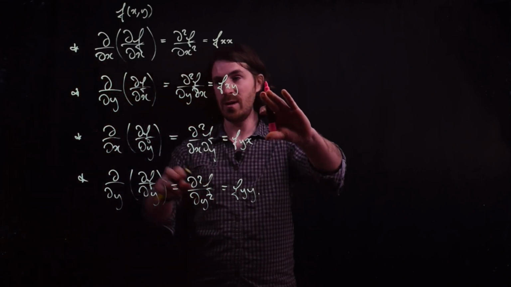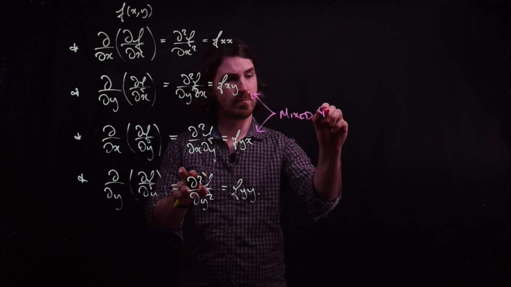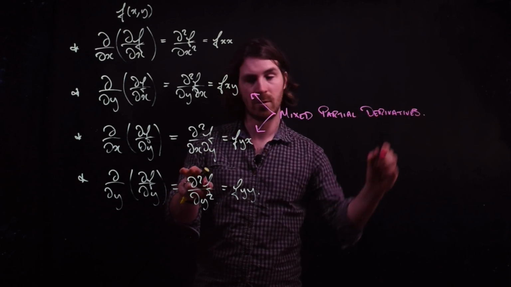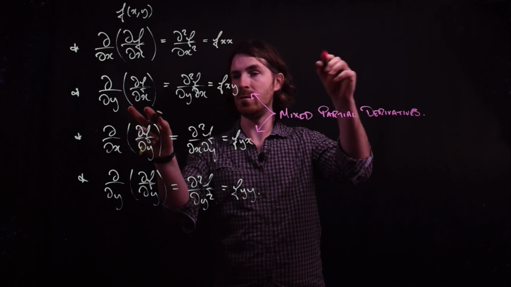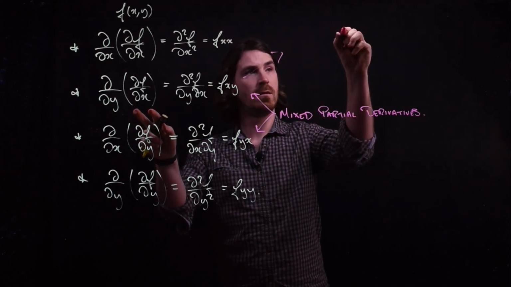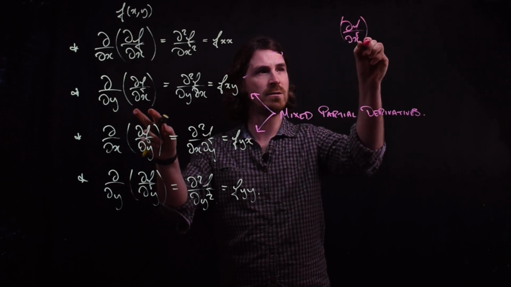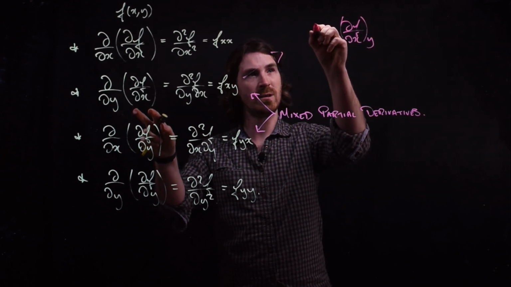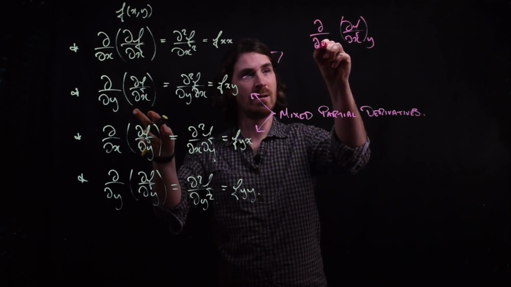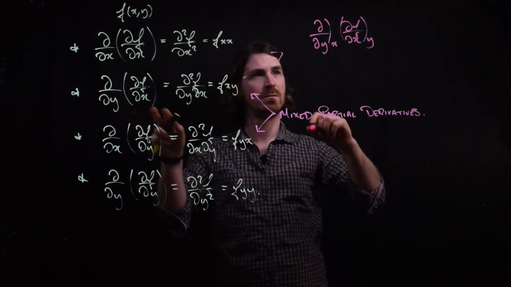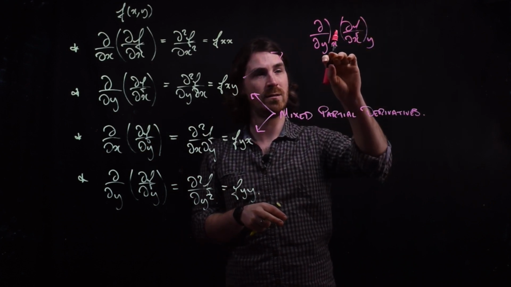These two things are called mixed partial derivatives. Just to be clear, by this we mean df by dx holding y constant, and then we take the derivative d by dy, where we hold x constant. So we differentiate this thing with respect to y, holding x constant.